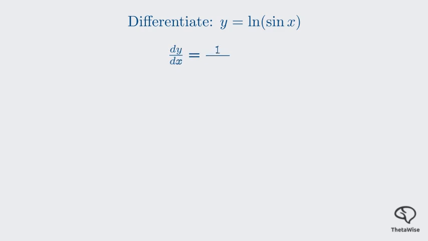y equals ln of sine x. Here, the outer function is the natural logarithm, and the inner function is sine x. We apply the chain rule. First, we differentiate the outer function, ln of something. The derivative of ln of sine x is 1 over sine x. Next, we differentiate the inner function, sine x. The derivative of sine x is cosine x. So we multiply our previous result by cosine x.